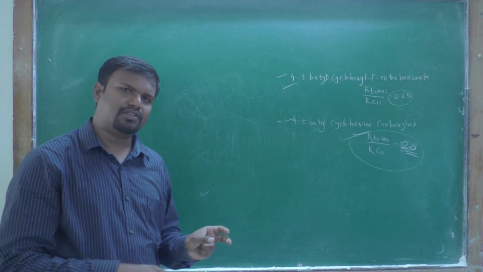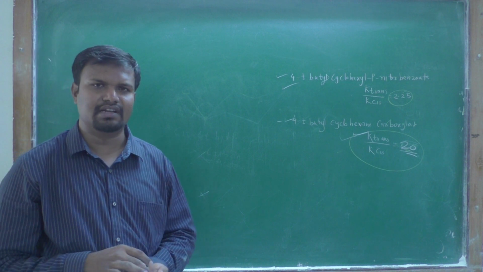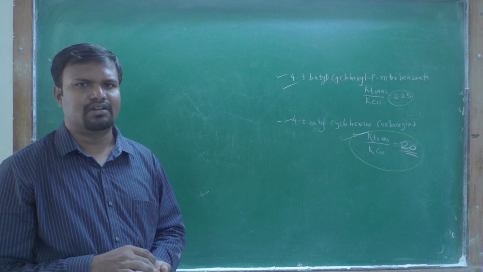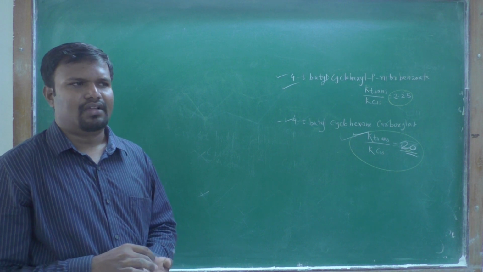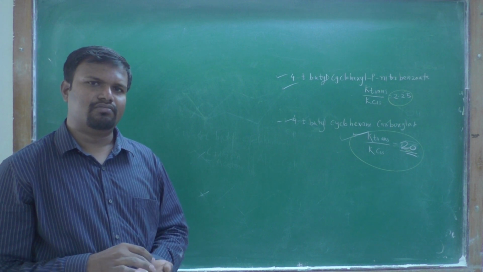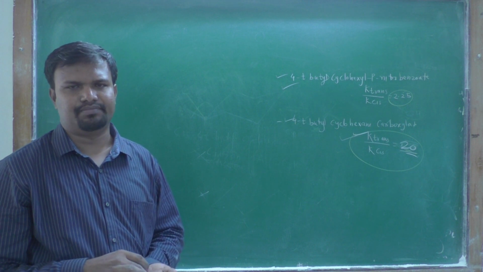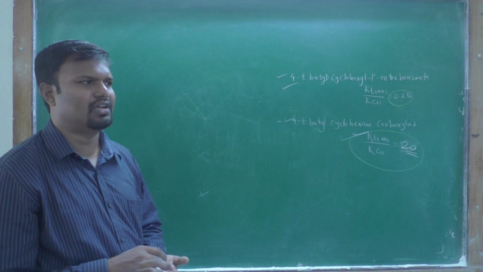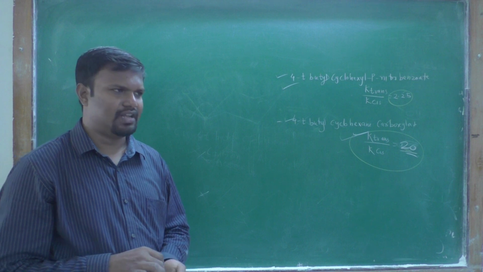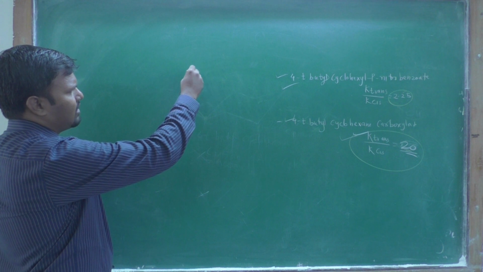There are two types of reaction, sterically hindered reaction and sterically assisted reaction. In a sterically hindered reaction, the less crowded reactant reacts fast, and in a sterically assisted reaction, the more crowded reactant reacts fast. This is the difference between the sterically hindered reaction and the sterically assisted reaction.